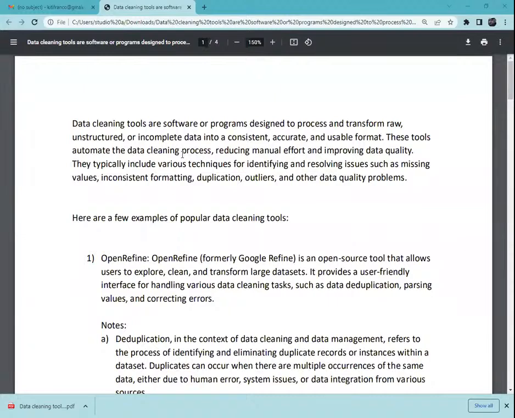You can imagine, if you can recall that class of Power BI, what if you were to take up those columns that you're introducing, starting new columns one at a time? It would be a whole day wasted. When you use Power Query, you will be able to reduce manual efforts and improve data quality. They typically include various techniques for identifying and resolving issues, such as missing values, some values could be missing, inconsistent formatting, duplications. We have outliers.